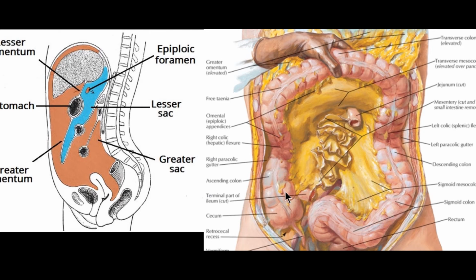Obviously, we can't see that over here. We can only see the root of the mesentery. So as the root of the mesentery is very short relative to its free edge, which is fairly long, the mesentery is consequently a fan-shaped structure.